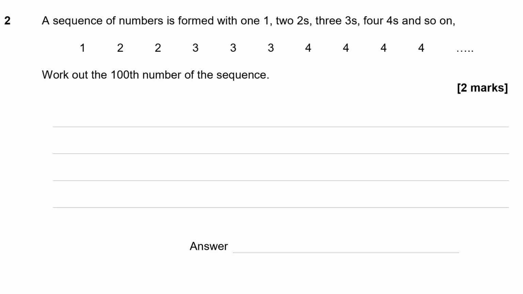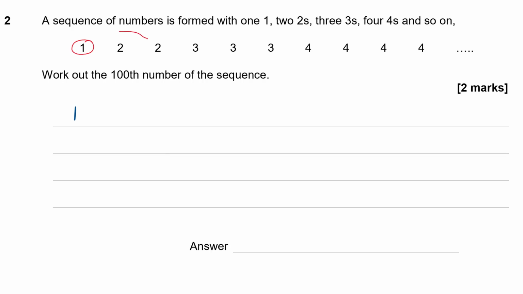Question 2. A sequence of numbers is formed with 1 1, 2 2s, 3 3s, 4 4s, and so on. Work out the 100th number of the sequence. Okay, so let's think this through. I've got 1 1, so I'm going to write down 1. Then I've got 2 2s.